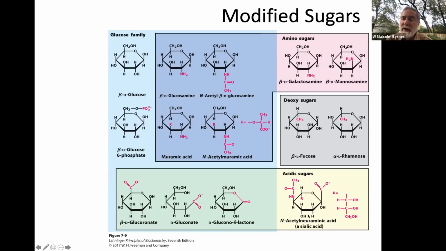And then finally, on the right here, we have N-acetylneuraminic acid, which is an example of a sialic acid, where you can see there's a number of modifications in this structure. And R is this group right here. Are there any questions?